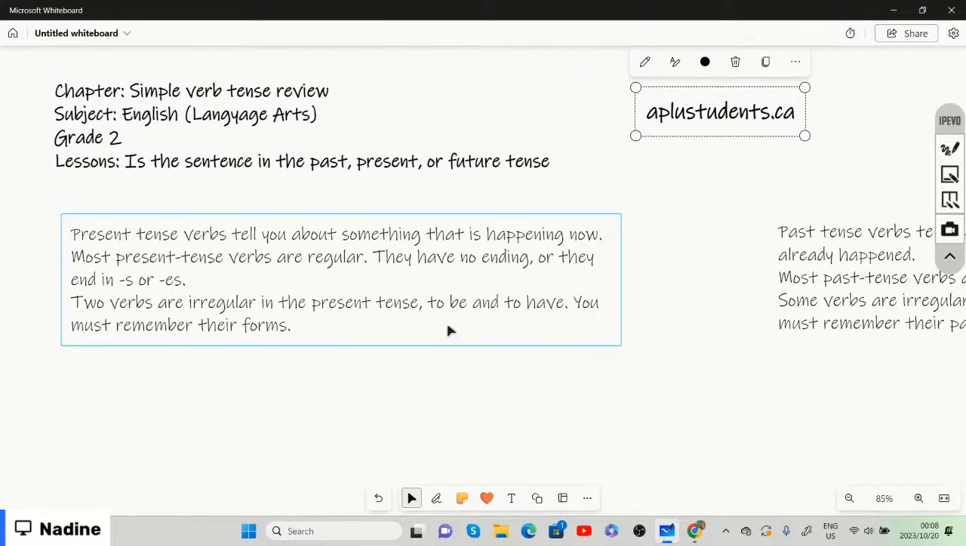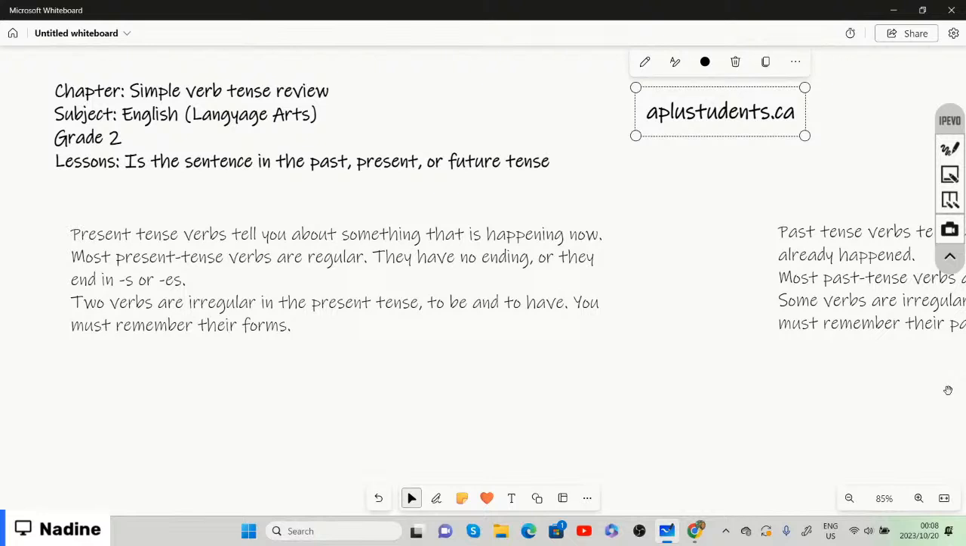All right, so we're going to start with the different tenses. The lesson is: is the sentence in the past, present, or the future tense? When it comes to the present tense, present is something that is basically happening now. Present tense verbs tell you about something that is happening now. Something that I'm doing now is teaching or tutoring, and you are listening. It's something that we're doing now.